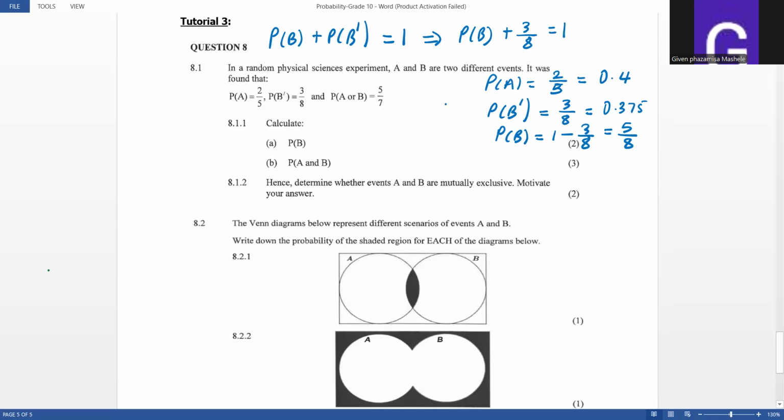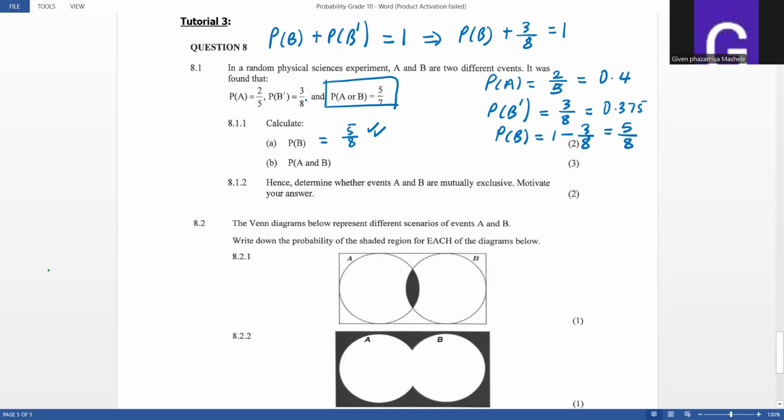Again, we are given the probability of A or B, which is 5/7. The first question says calculate the probability of B. Already we have calculated it, it's 5/8. The probability of not B is 3/8, so not B and B should add up to 1.